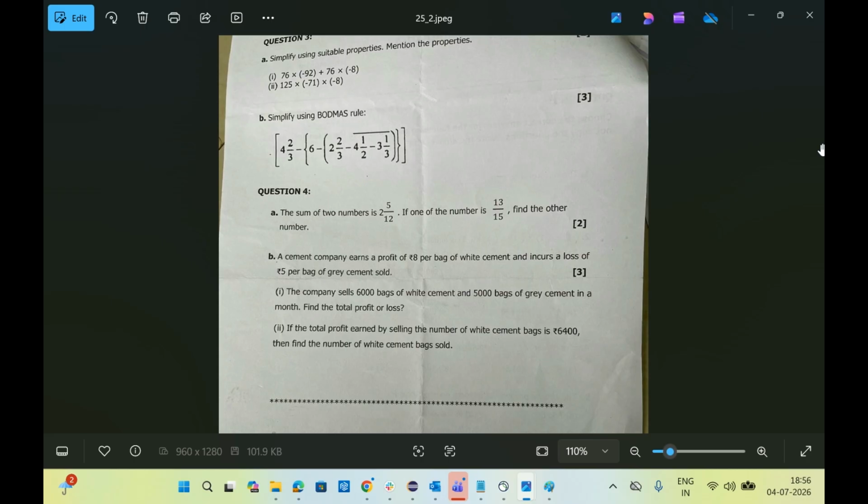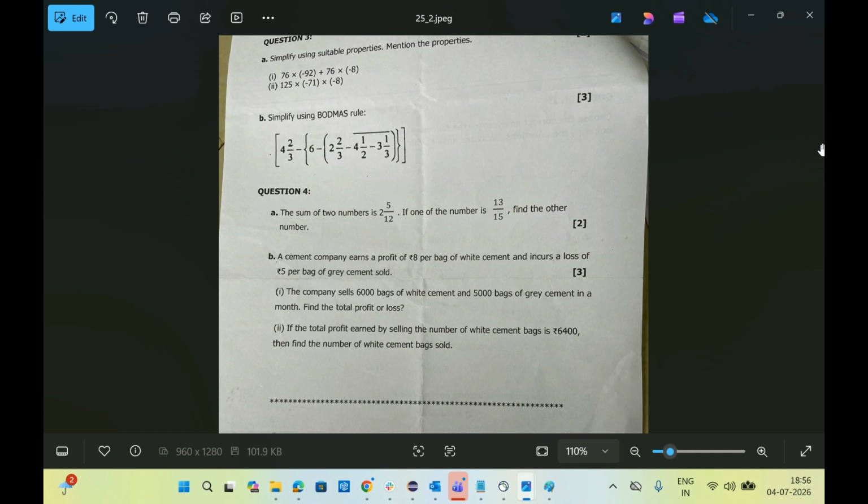Next, you come to page number 8. In general, if a and b are two integers, then the product is also an integer. Means multiplication is closed under integers. Next one, similarly associative. In general, if a, b, c are three integers, then a into b into c is equal to a into b into c, grouped differently.